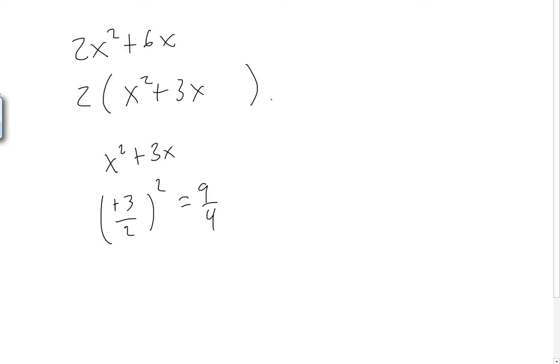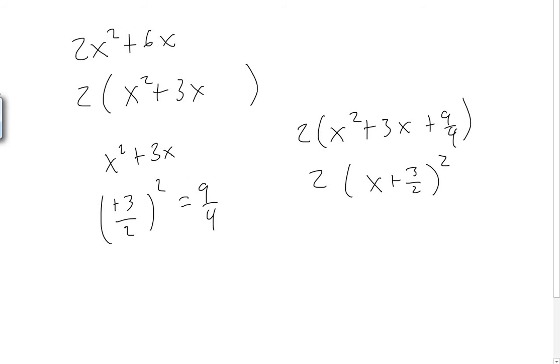Here's the problem, though. I'm adding the 9 over 4 on the inside of the parentheses. The inside of the parentheses is a perfect square trinomial now. It factors to be x plus 3 over 2 squared. Right? So completing the square just on the inside, that was nice, but the problem is that's not really what I'm adding. This 2 belongs to everybody. It allowed me to complete the square just fine, but technically if I multiply this 2 back through, it's 2x squared plus 6x plus 18 over 4, which reduces to 9 over 2 if you just cross simplify.